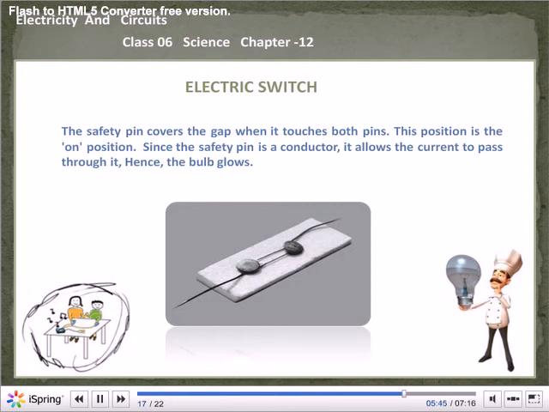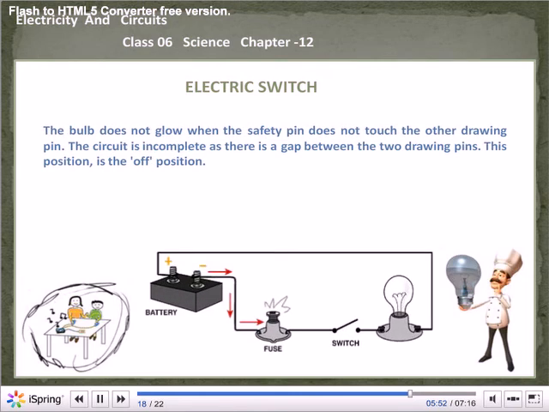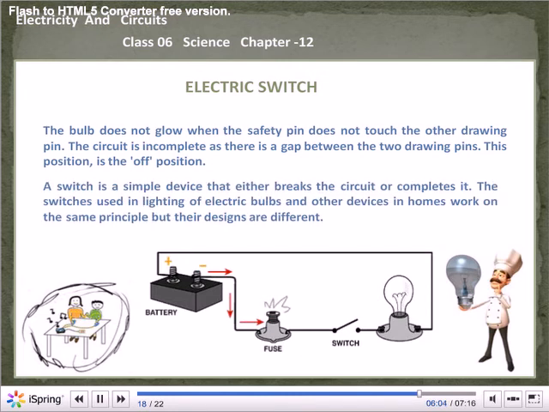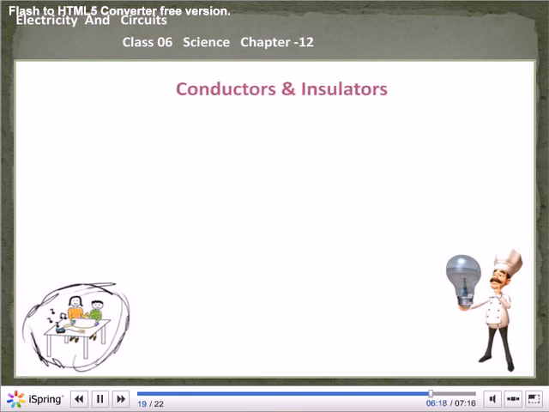Since the safety pin is a conductor, it allows the current to pass through it. Hence, the bulb glows. The bulb does not glow when the safety pin does not touch the other drawing pin. The circuit is incomplete as there is a gap between the two drawing pins. This position is the off position. A switch is a simple device that either breaks the circuit or completes it. The switches used in lighting of electric bulbs and other devices in homes work on the same principle, but their designs are different. Conductors and insulators.